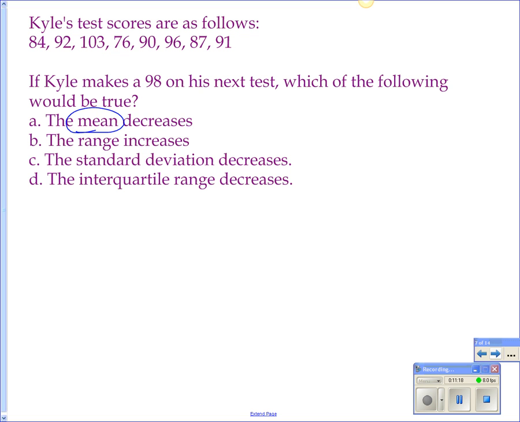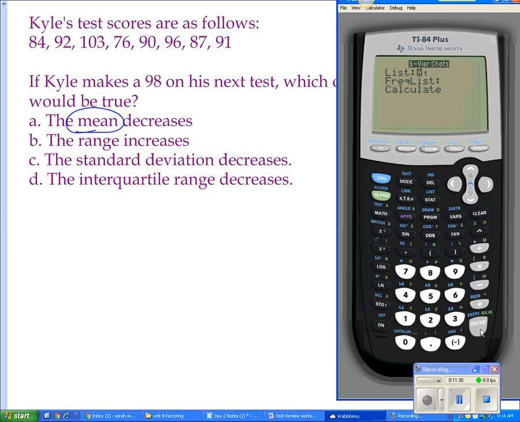Good. Since we're also going to have to find these other things, instead of adding them all up and dividing, what else can we do, guys? Let's put them in stats. So everybody do that now. Enter, enter, enter. All right.